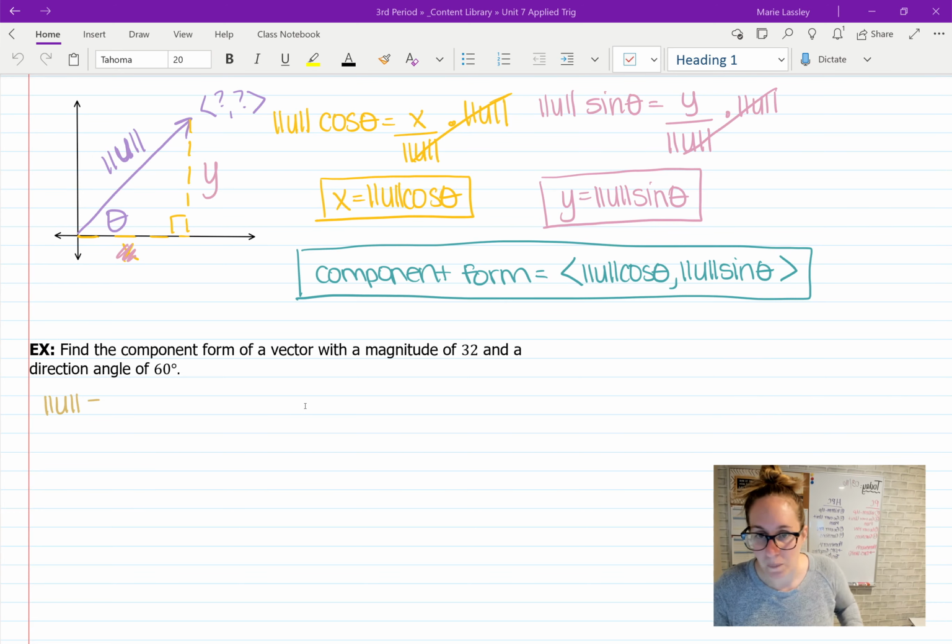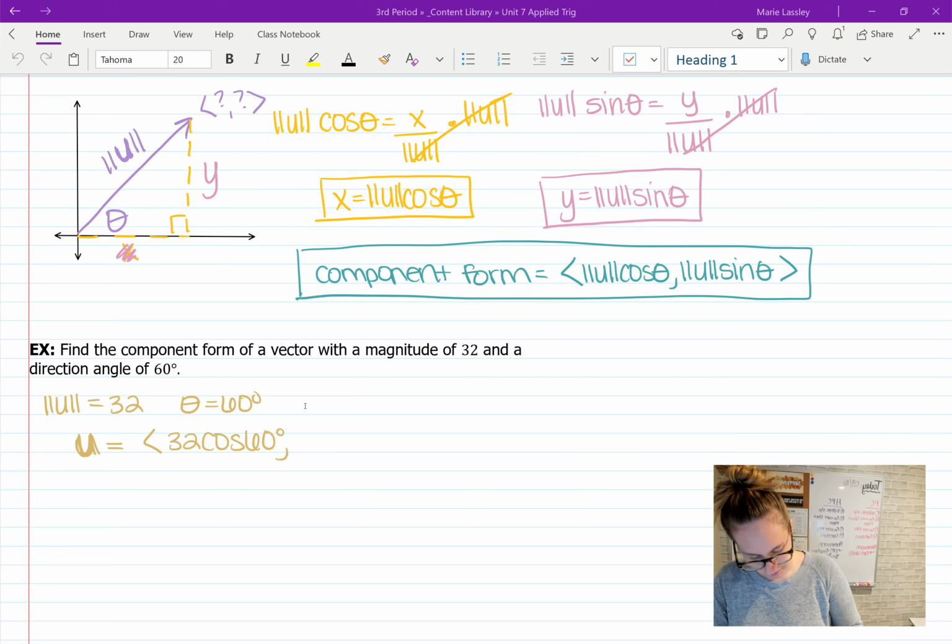All right, cool. So to put this into component form, you don't need to write "component form." You just need to write u. So vector u equals the magnitude, which is 32, times the cosine of 60 degrees, comma, 32, which is the magnitude, times the sine of 60 degrees.